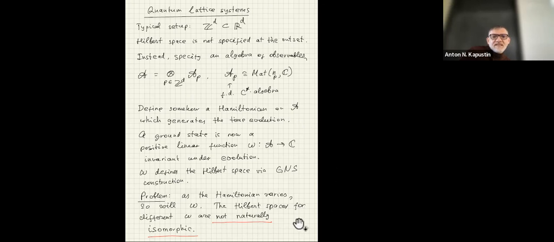They're not naturally isomorphic. For every state you get some way for these observables to act on this Hilbert space, but the corresponding representations of the algebra A are not naturally isomorphic in general. So you don't actually get a fixed Hilbert space in a natural sense.